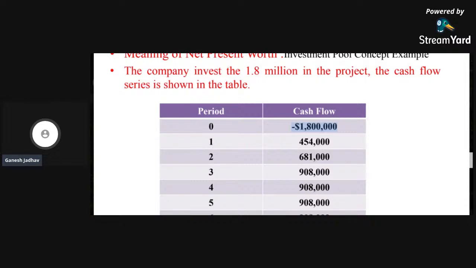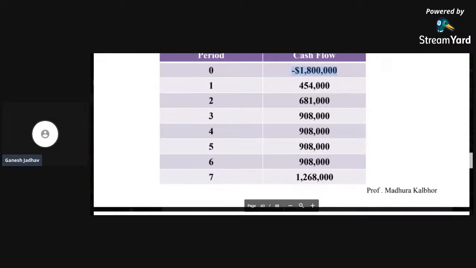So you can say that 18 lakh rupees. So this is the investment. At the end of the first period, or the first year, we have to earn only 4,54,000 rupees, whatever. In dollar or rupees also, here there is no mention. Here is dollar, but here there is no mention, okay.